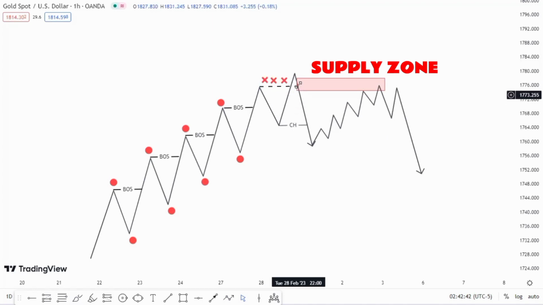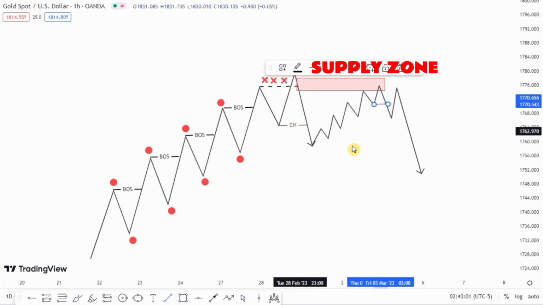So now you wait for the market to go back to that area, and then you're going to be selling from that area because that's your supply zone. So I did live trading in this particular video with these same examples. I want you guys to stay patient and watch this video to the very end.